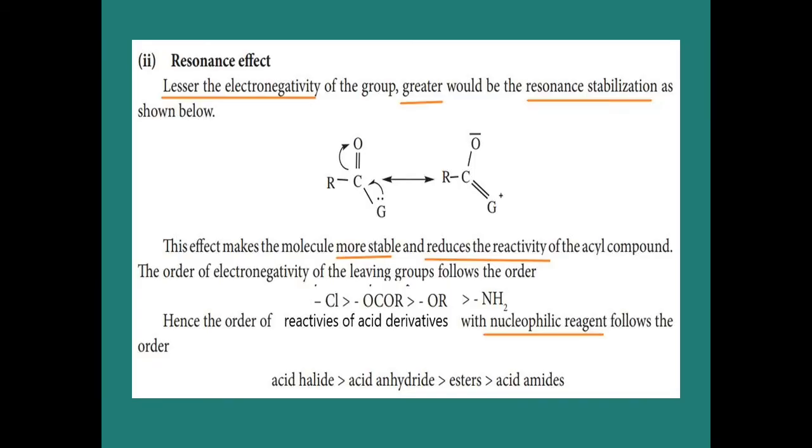Now based on the resonance effect: the lesser the electronegativity of the group, the greater the resonance stabilization. Now see that chlorine has more electronegativity than the anhydride group, the anhydride is more electronegative than ester, and ester is more electronegative than amine. Here the amine is the most stable because it has resonance stabilization, so it never reacts very easily with others. But chlorine is less stable, so it can react with others very easily.